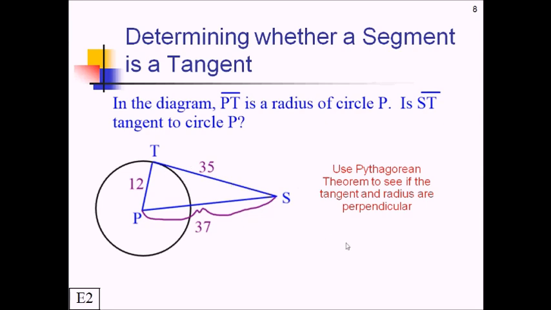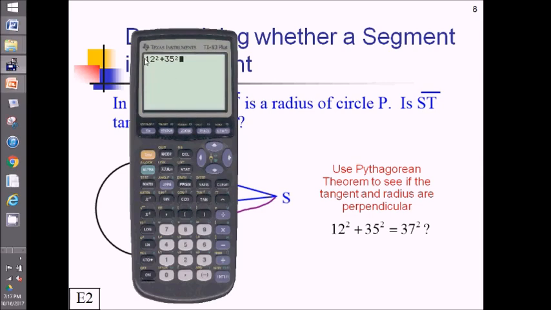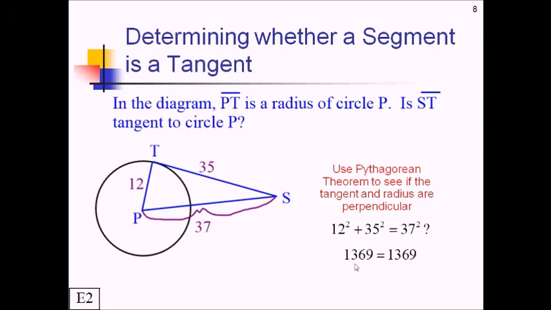All right, let's see what we came up with. So out of these three sides, 37 would be our hypotenuse, our c value, using the Pythagorean theorem. So we can say 12 squared plus 35 squared equals 37 squared, question mark? Because we don't really know yet. We have to test it out. Plug those in the calculator. Let's see what 12 squared plus 35 squared comes out to. 1369. And how about 37 squared? That comes out also to 1369. So since this passes the Pythagorean theorem, that means that this is a right angle, which means that yes, ST is indeed a tangent line.